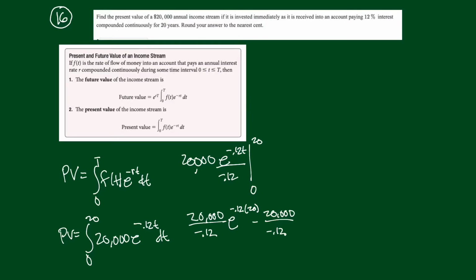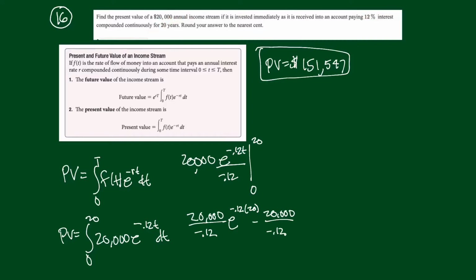Calculator problem, and when I did that, I got that the present value is $151,547. That means that if we put $151,547 into an account, just as a lump sum, at 12% compounded continuously for 20 years, we can withdraw $20,000 annually.